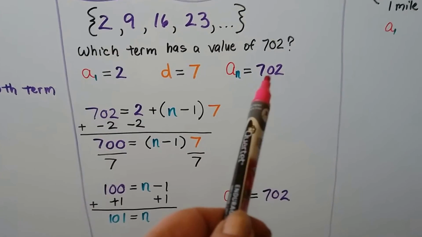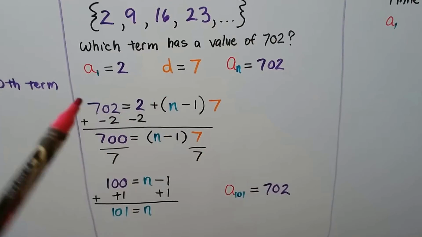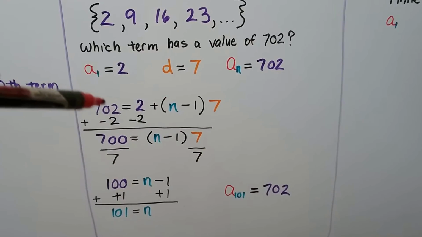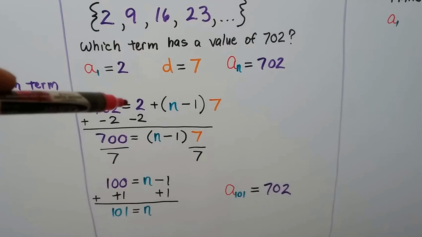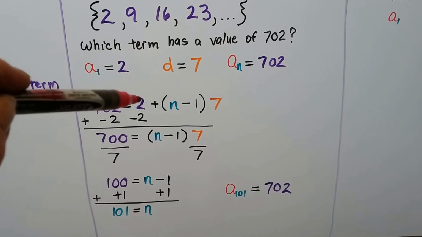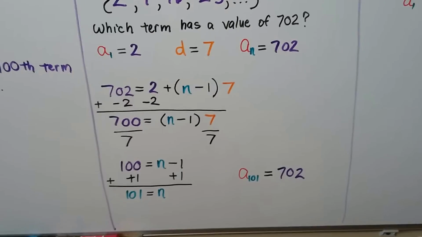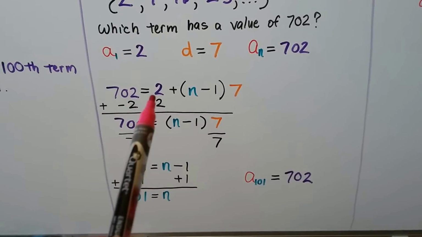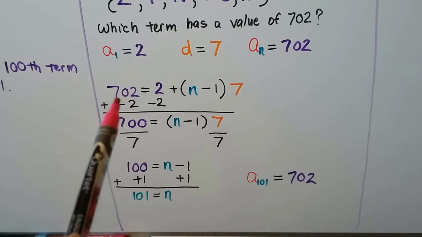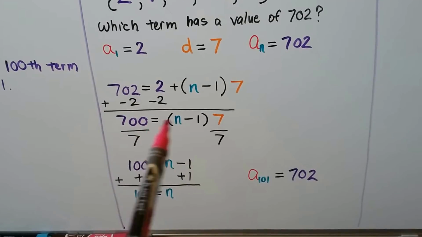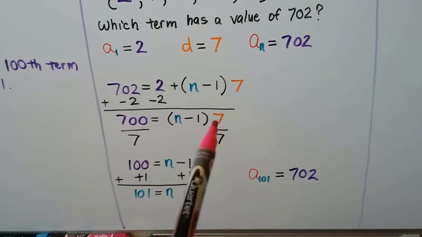We also know that we're looking for 702. So we set up the formula. a sub n is 702, and it's going to equal that first term, a sub 1 is 2, plus n minus 1 times 7. Okay? We can get rid of this 2. That'll make that an even 700. Then on this side of the equal sign, we just have n minus 1 times 7.